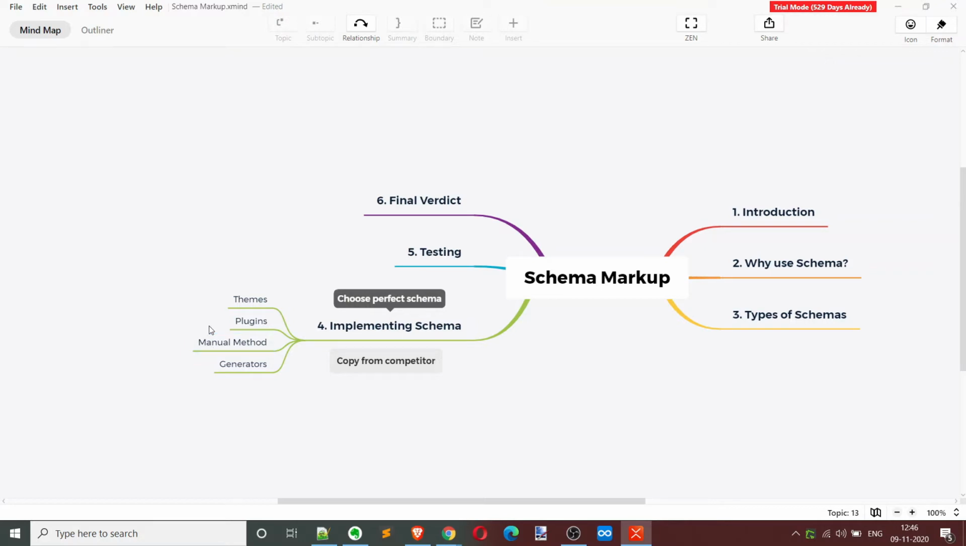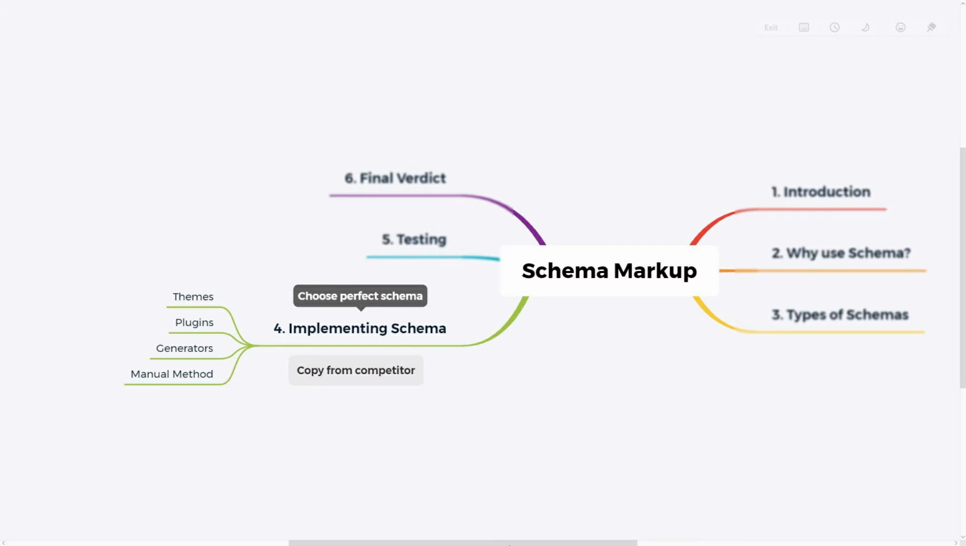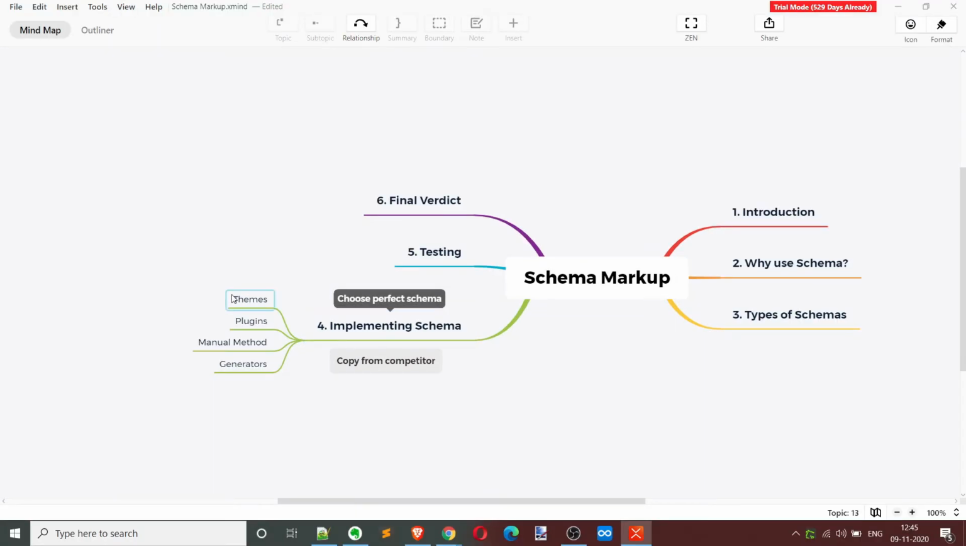I need to mention that the way you implement the schema will depend on the schema data you are choosing to put. So if you have FAQ schema, you might be using a different plugin which is better for that. First you need to choose the perfect schema for your content, and then there are several ways you might go. You can do it with a plugin, and I'm going to show some plugins, and also you can generate some schema code, or you can copy from your competitor, or you can go to schema.org and see the examples, copy that code and edit those things, and then use this manual method which I'm going to explain in some time.